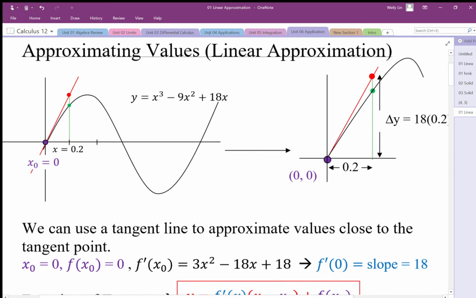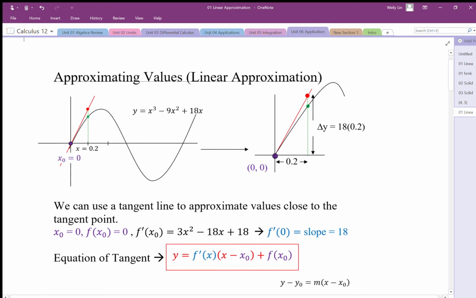Okay, so how are we going to actually do this? We're going to actually calculate some values. So we're going to try to estimate this green point here on the actual curve using this red linear equation. Okay, so to do this, we need to come up with our tangent line equation. To get the tangent line equation, we need two things. We need one point on the line. Okay, so we're going to use the point of tangency, and we need to know the slope of this line. So we're going to need a derivative.